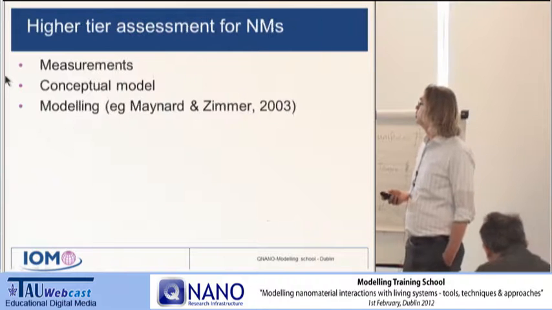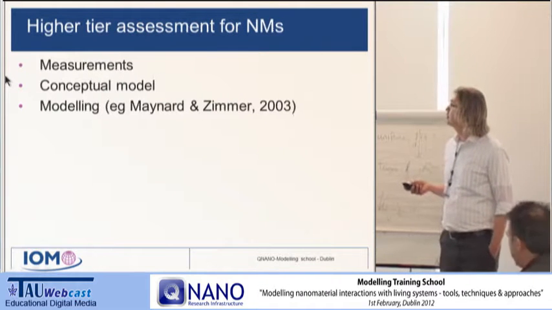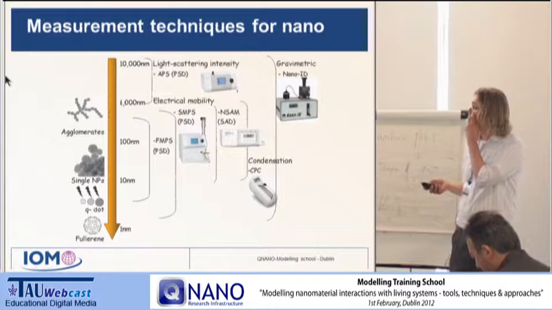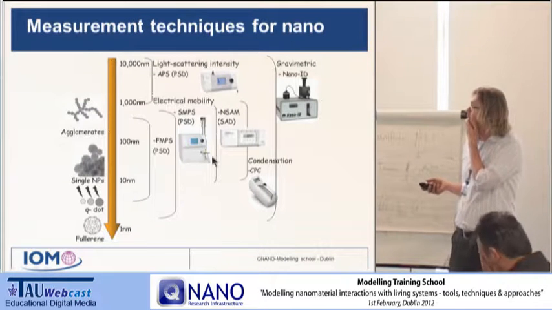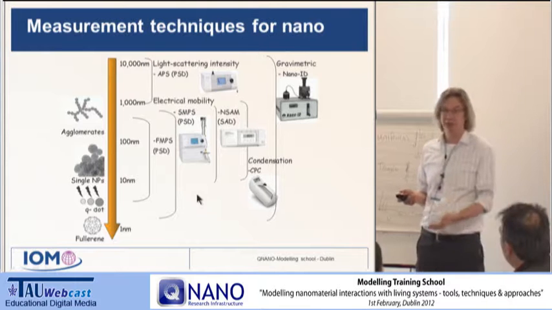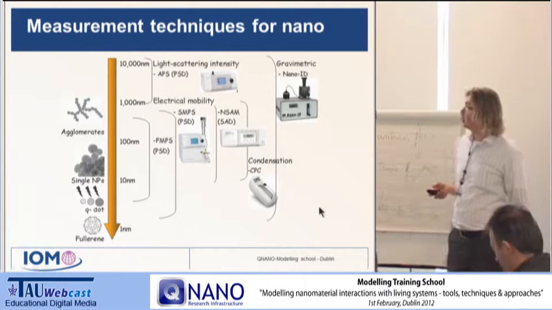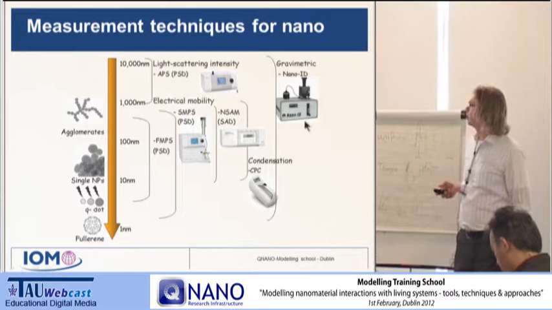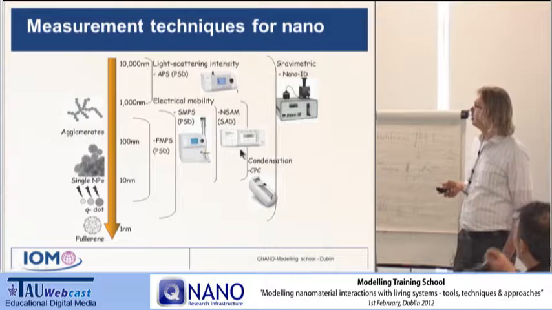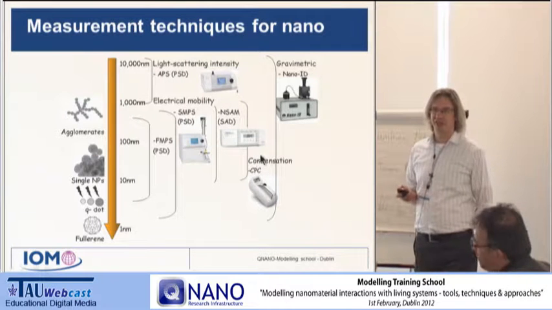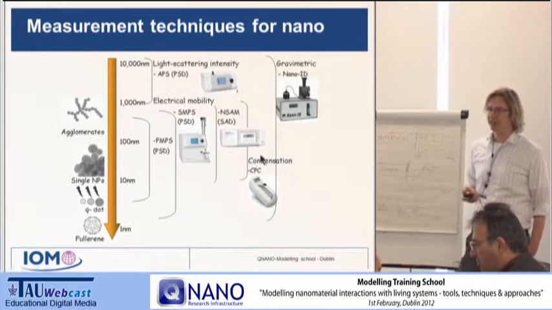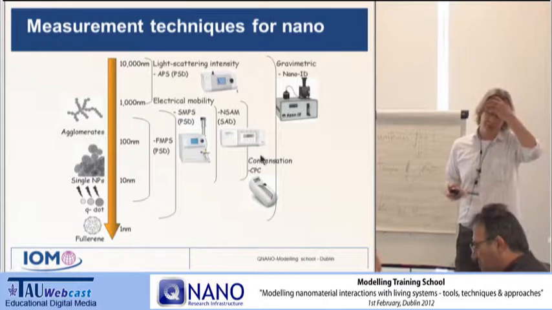Well, that's all right. So, for higher tier assessment for nanomaterials, briefly, we have measurement techniques for nano, because that's pretty much what we have at the moment. We have measurement instruments. Unfortunately, these are some examples. I think most of them are from TSI and measure number, surface area, or the size distribution. Most of them, unfortunately, are still large, expensive, complicated equipment.